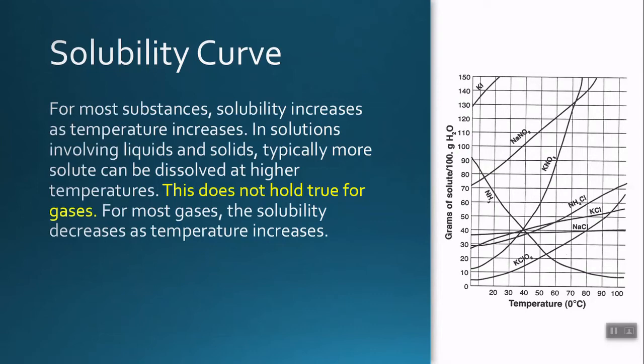So, to sum it up, for most substances, solubility increases as temperature increases. In solutions involving liquids and solids, typically more solute can be dissolved at higher temperatures. This does not hold true for gases. For most gases, the solubility decreases as temperature increases. And this is what we're going to look at when we look at a solubility curve.